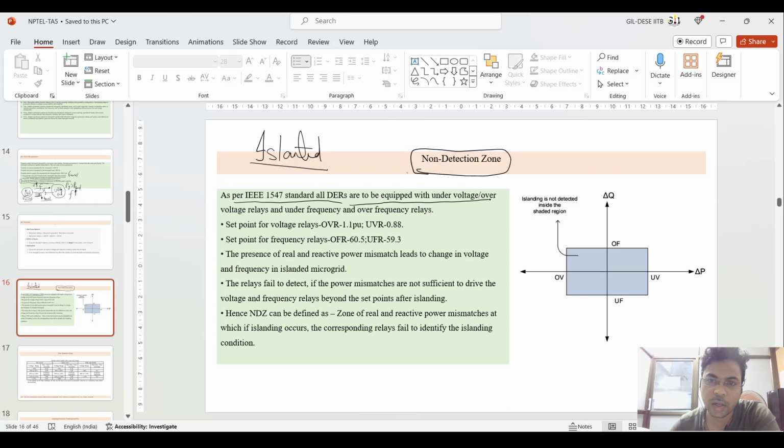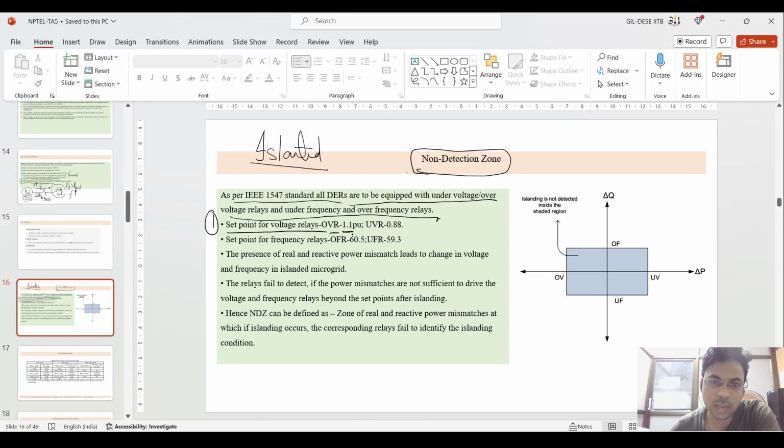So the IEEE 1547 standard says that all DERs have to be equipped with under voltage, over voltage, under frequency and over frequency relays to avoid this kind of situation. When an over voltage situation happens, it should disconnect this PV generation system from the grid, from this microgrid, so that the over voltage is avoided in the inverter itself, the hybrid inverter itself.